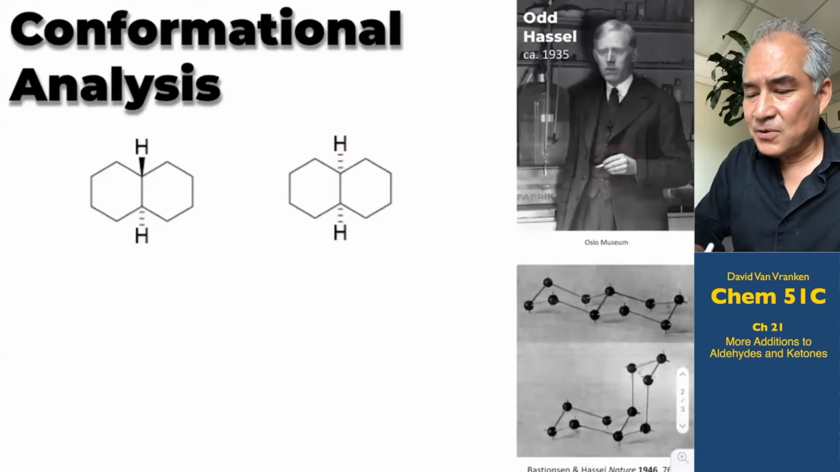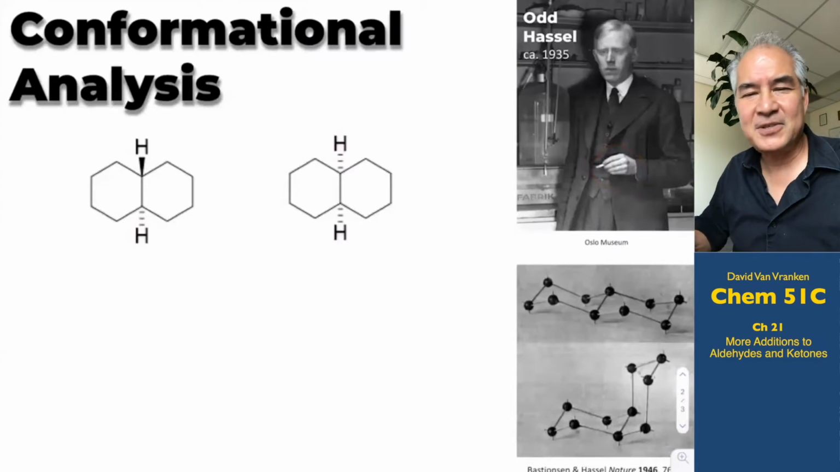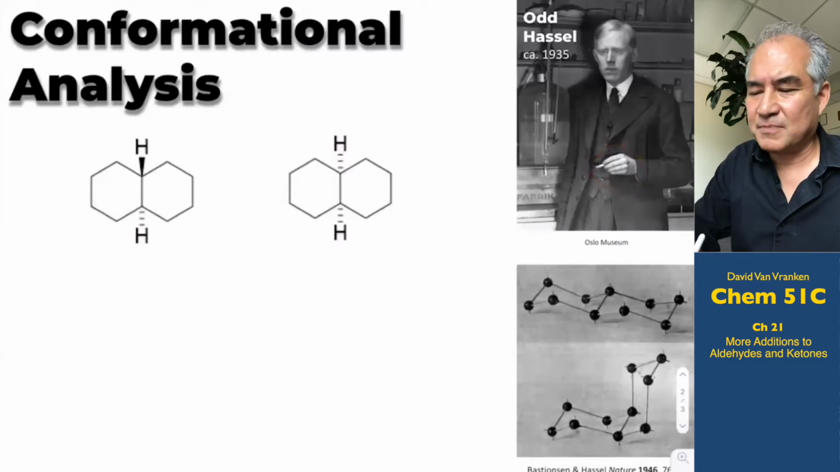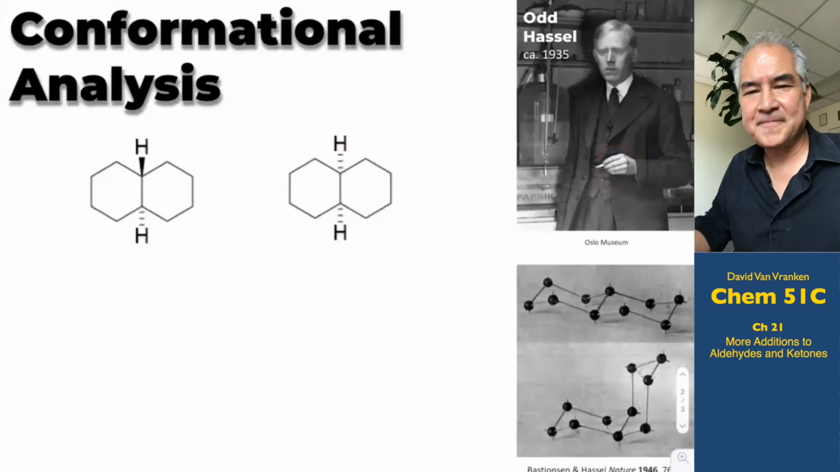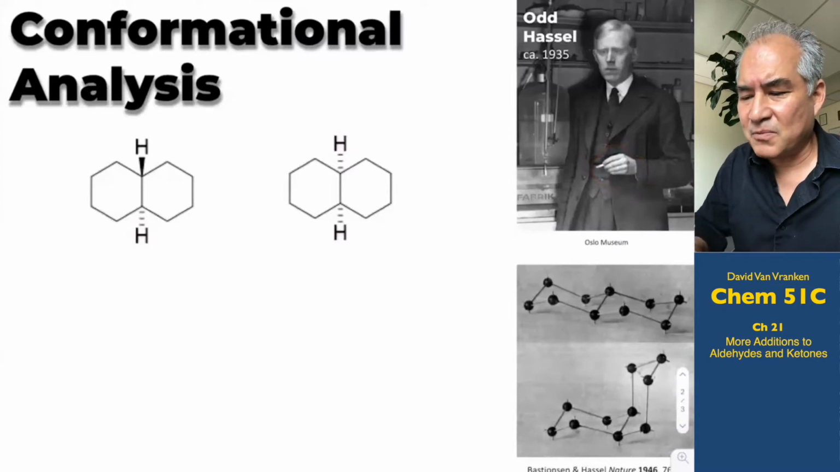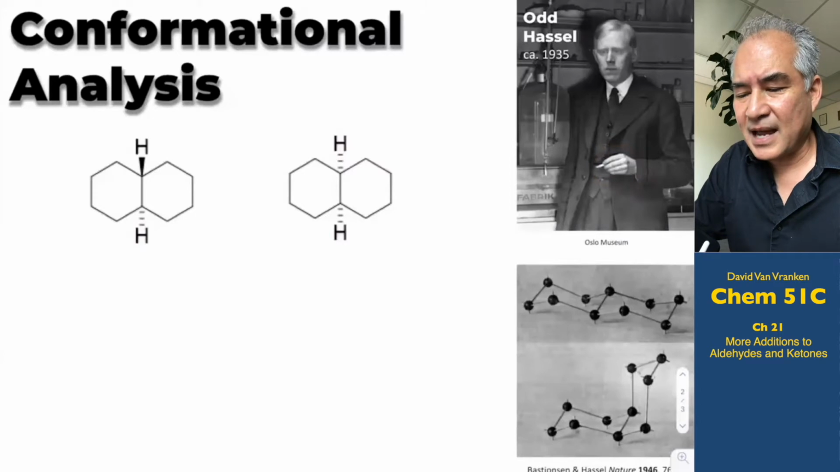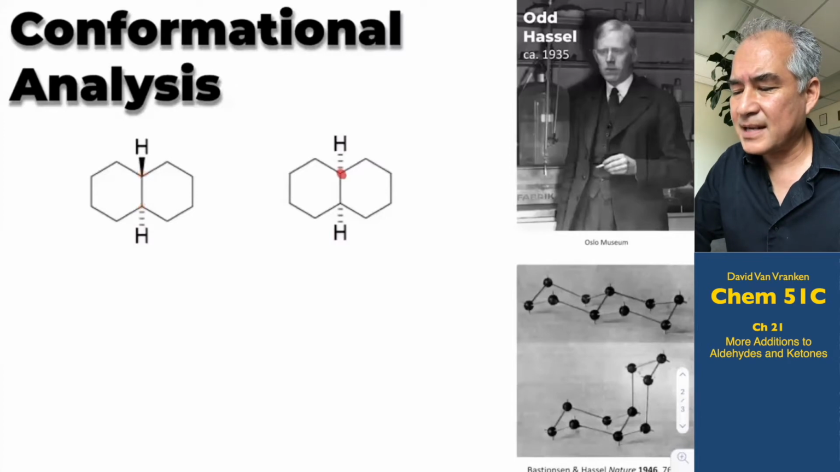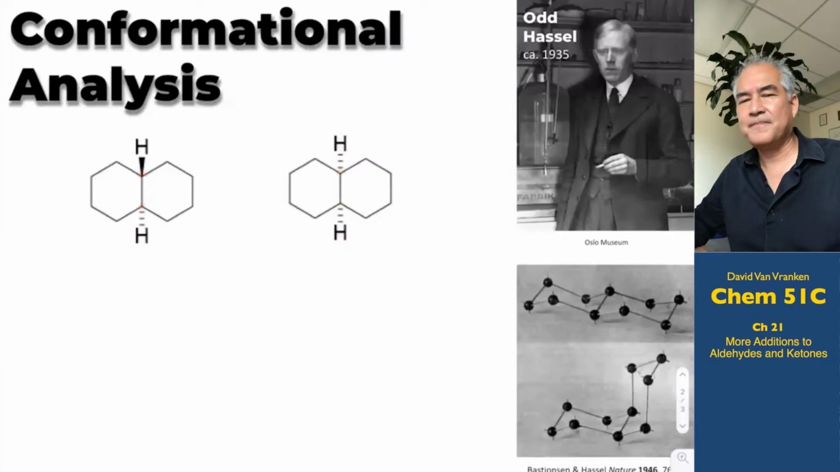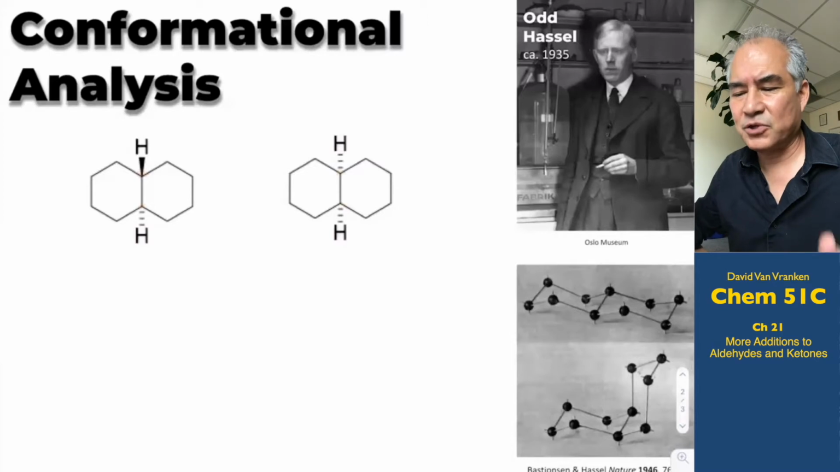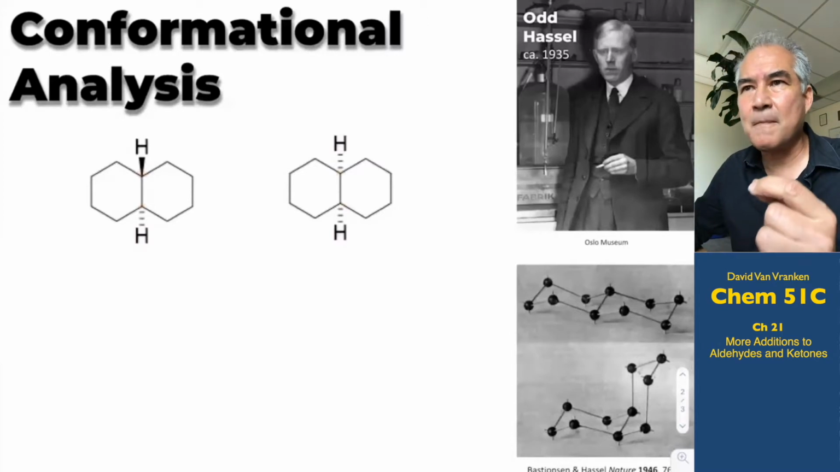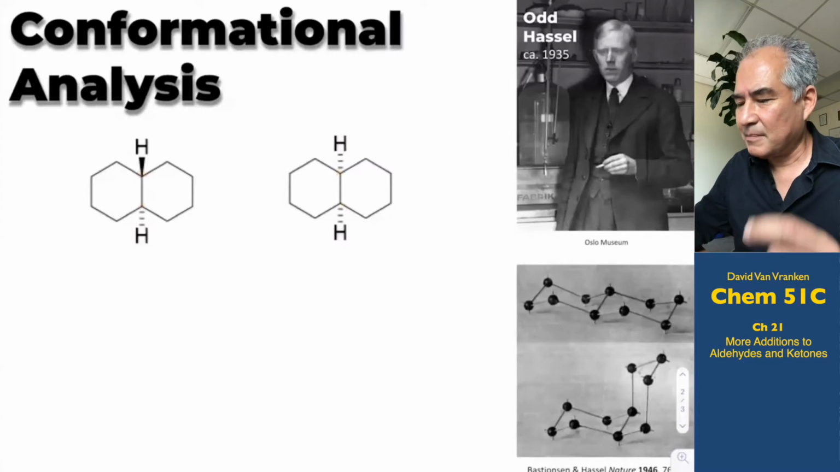But when you fuse 2 6-membered rings together, 2 cyclohexanes together, we call this particular compound decalin, which has 10 carbons. There are 2 different ways you can join those 2 rings. At the ring junctures, you can have 1 hydrogen down and 1 hydrogen up, as I've indicated here, or you can fuse those 2 rings together so that both hydrogens are down or both hydrogens are up. So trans-decalin or cis-decalin.